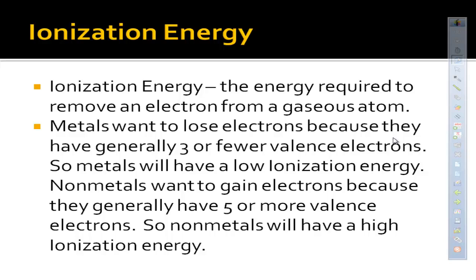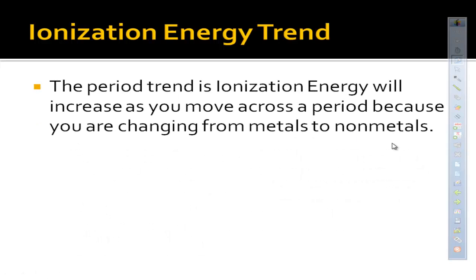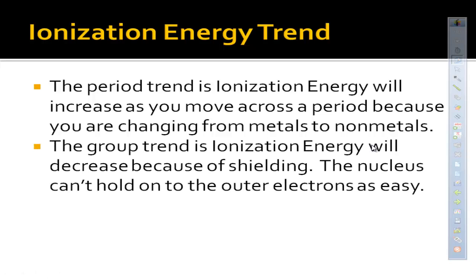Again, when you look at a periodic table, you're going to notice that the metals are on the left, nonmetals are on the right. So when you go across a period, what is happening is you are switching from your metals over to your nonmetals. So the period trend for ionization energy is going to be, as you move across a period going from left to right, ionization energy is going to increase. And it's increasing because you are changing from a metal to a nonmetal in elements.